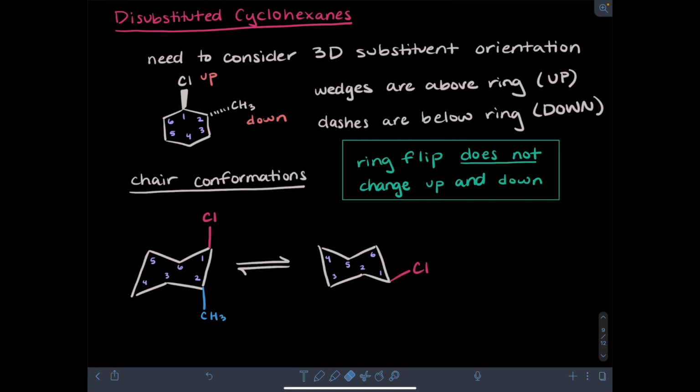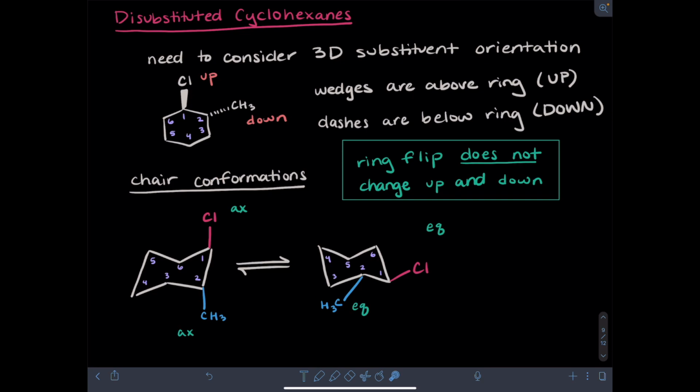Now I need to draw my other chair conformation, and my chlorine still needs to point up. My up group at this one position is equatorial, and at 2 I need to draw my methyl angled down. This position 2 down group is equatorial. Notice in one chair conformation, both the chlorine and the methyl group are axial.